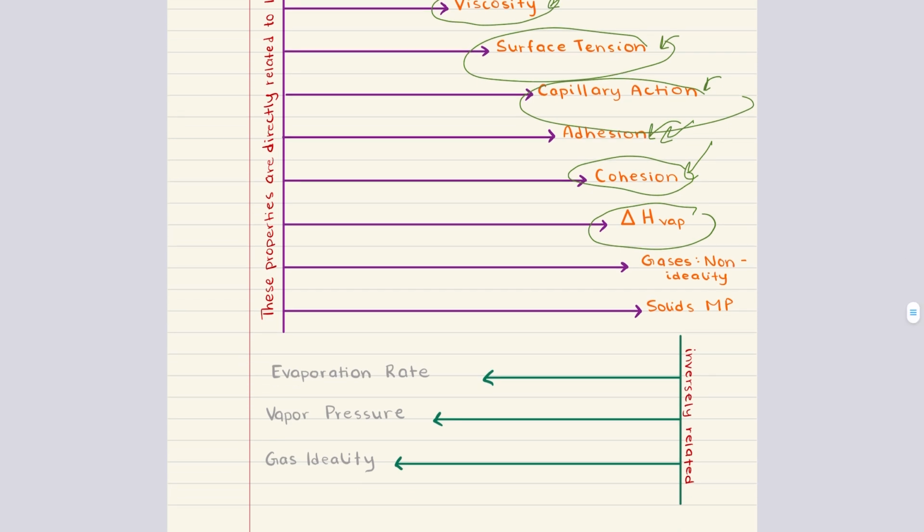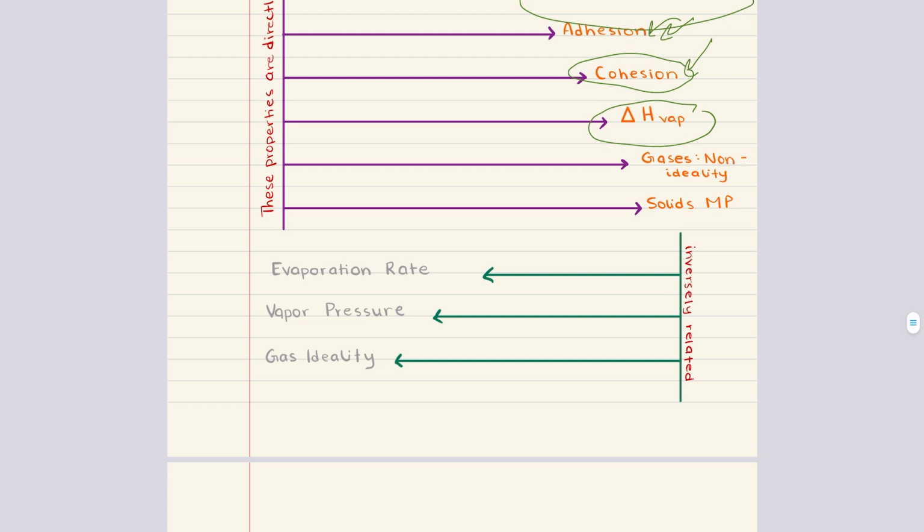Now we want to cover properties that show an inverse relationship. So as intermolecular forces increase, these properties written in gray are going to decrease. Evaporation rate, for instance, is negatively correlated with intermolecular force strength. If intermolecular forces are weak, molecules can escape into the gas phase more easily, resulting in a faster evaporation rate. This explains why volatile substances like acetone evaporate quickly, whereas water evaporates much more slowly due to its strong hydrogen bonding. Vapor pressure follows a similar trend.